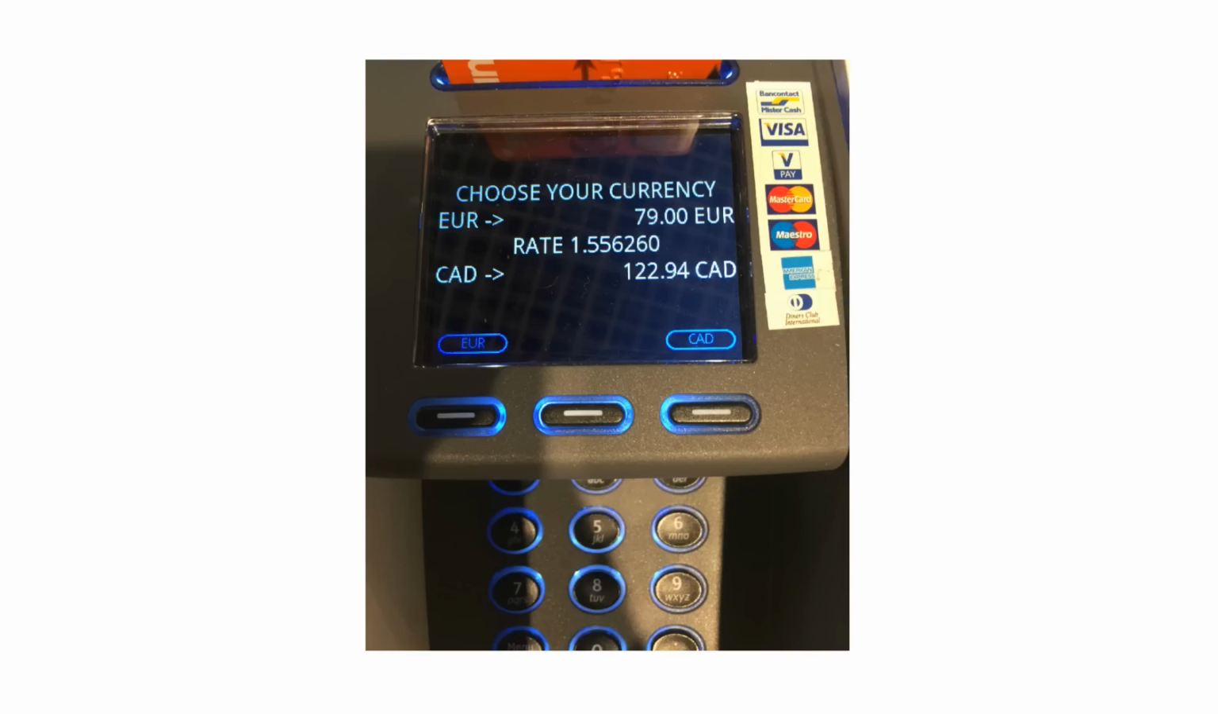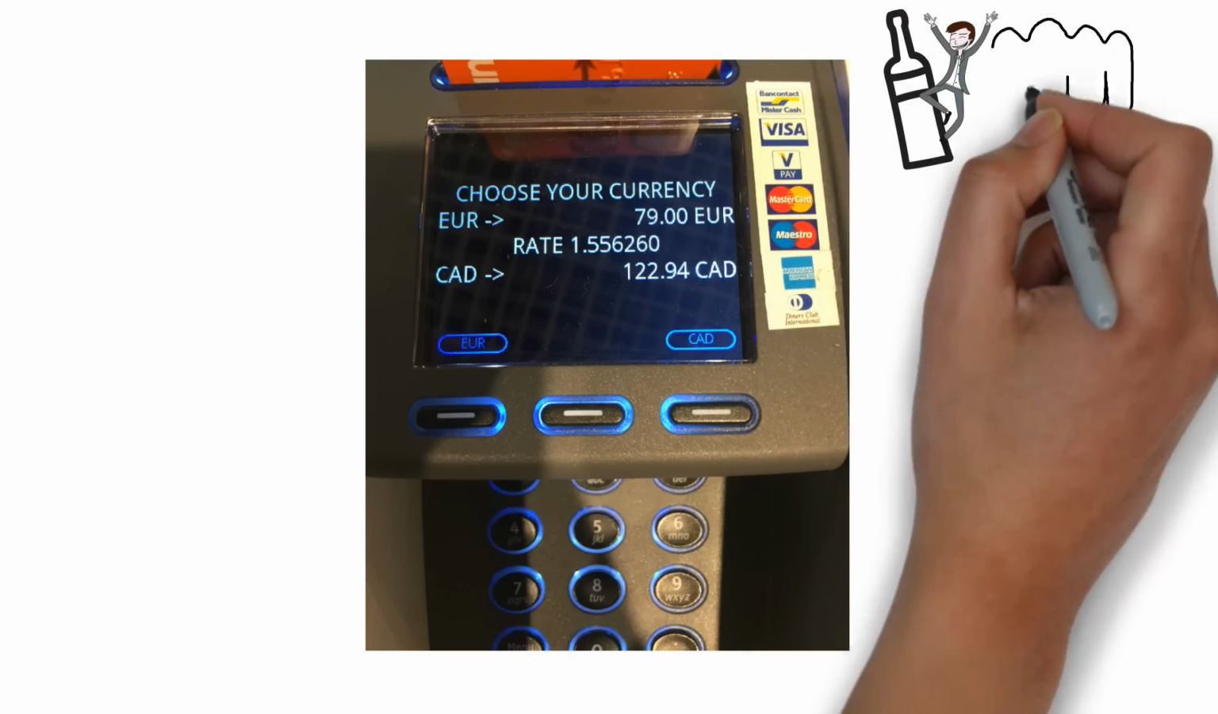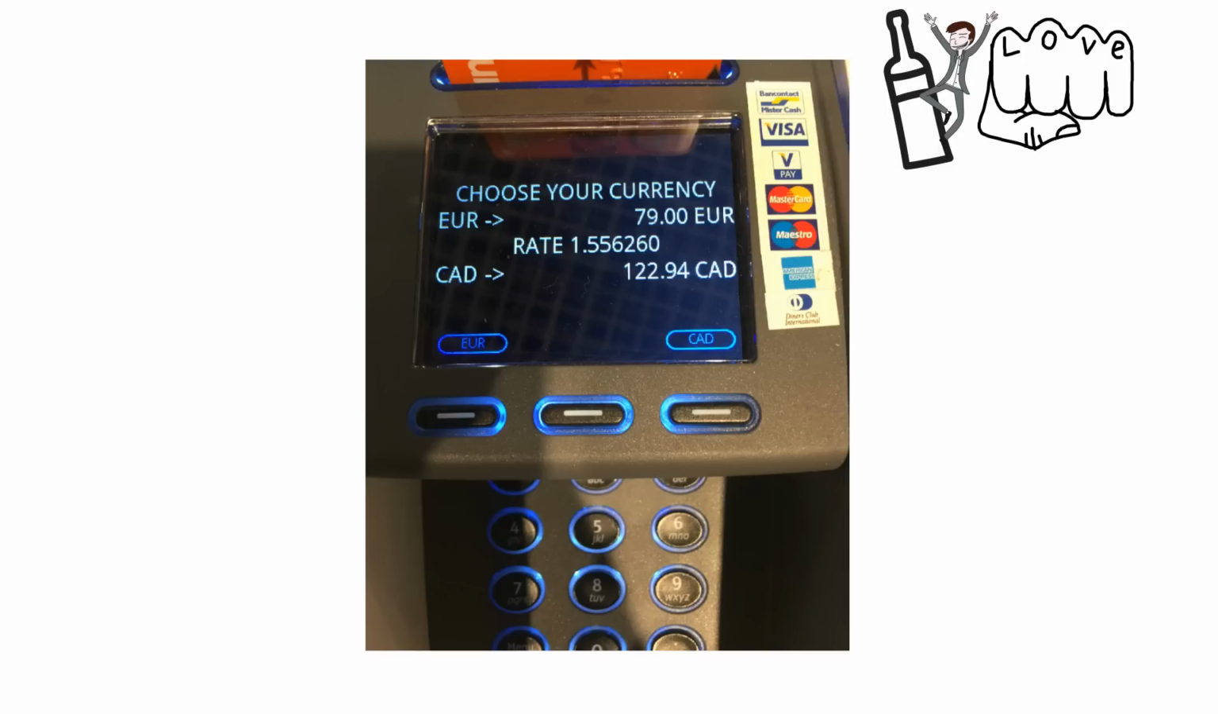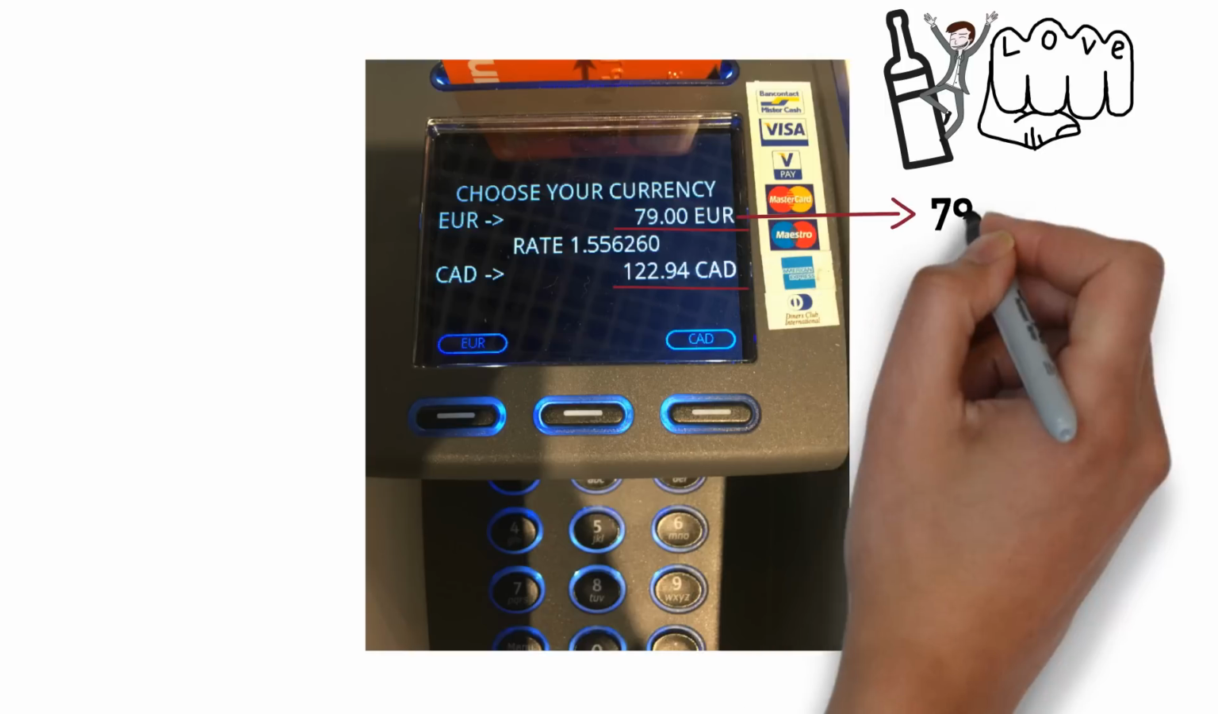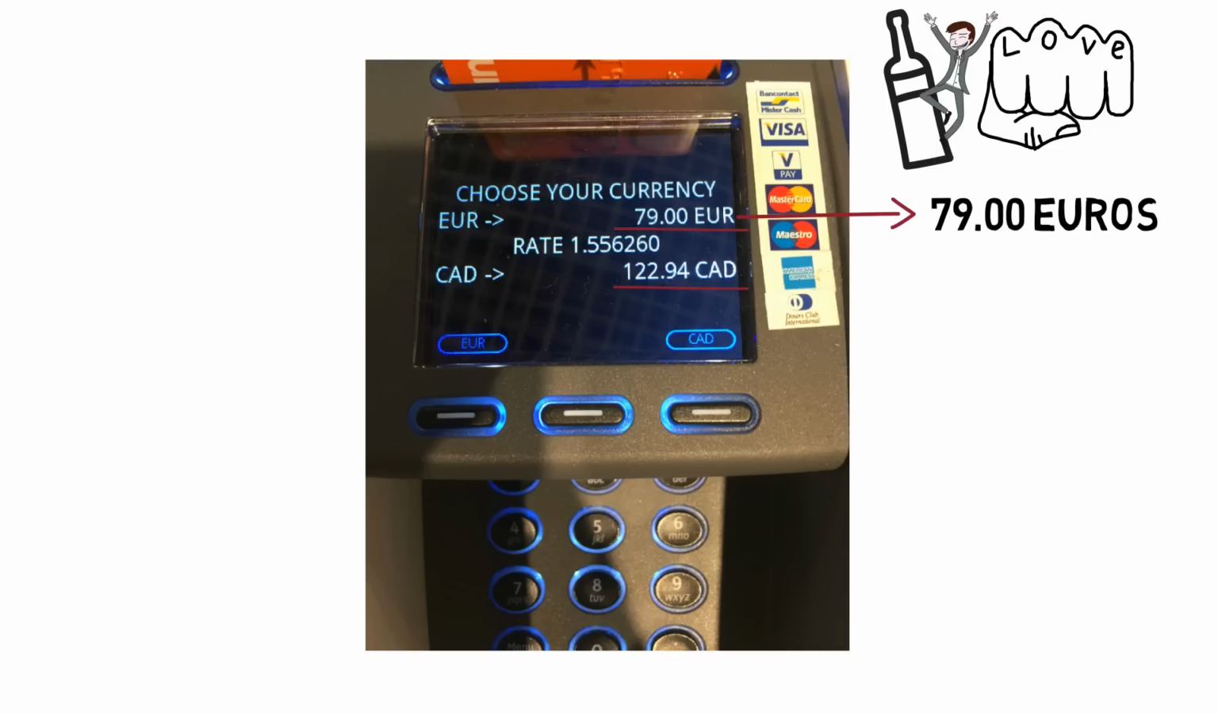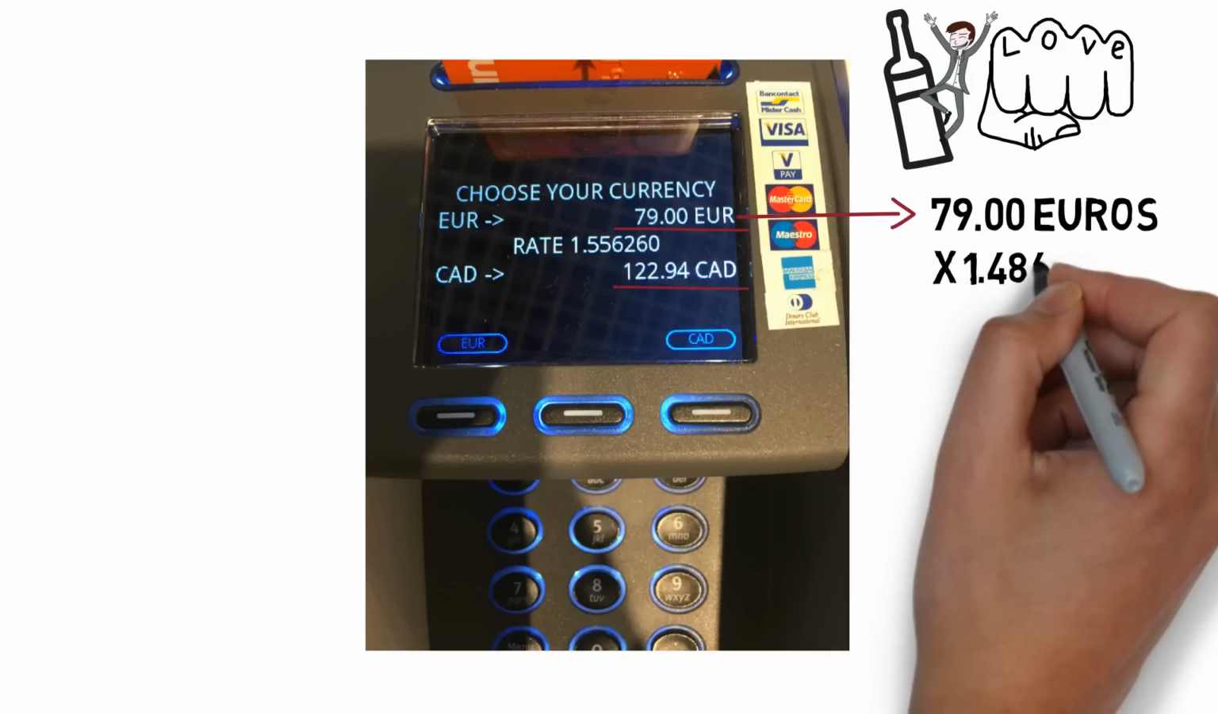Let's look at a second scenario. This was from a recent trip to Europe, and I was buying scotch at the duty-free store in the airport. The price of the scotch was exactly 79 euros, but when I inserted my credit card into the payment terminal, it gave me a choice of paying $122.94 Canadian instead. Again, if I were to pay in the local currency, 79 euros, then my credit card company would take their own exchange rate and convert it to dollars and then add on a currency conversion fee on top of that. On the day of this transaction, the credit card company's exchange rate for converting euros to Canadian dollars was 1.4842.